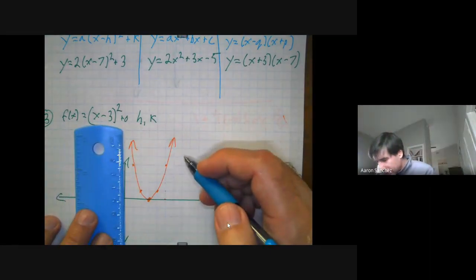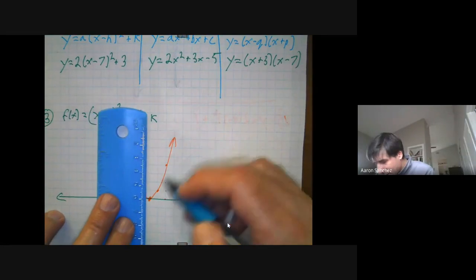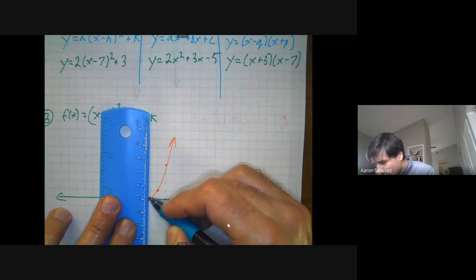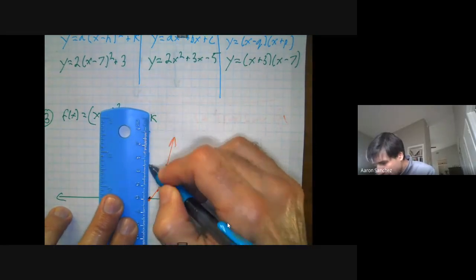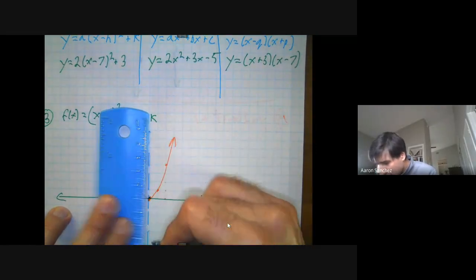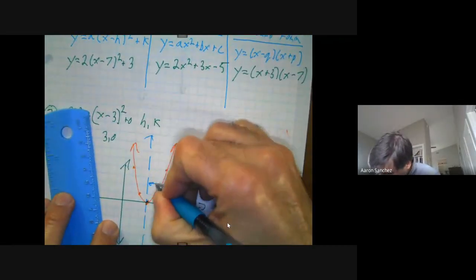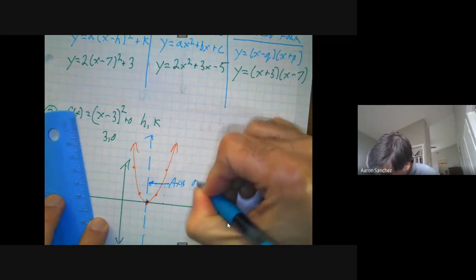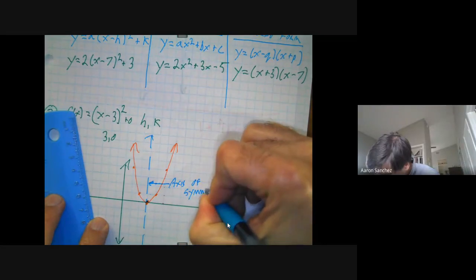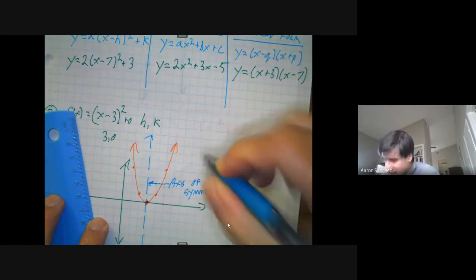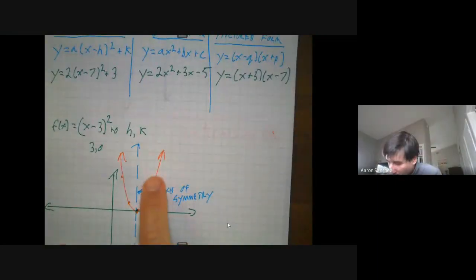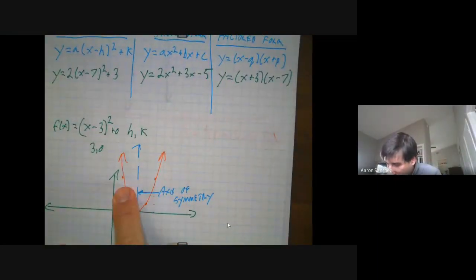You guys can see my ruler right here. See this line right at the vertex? You draw it like this. See my arrow? That is the axis of symmetry. See how it cuts it in half? I was a little bit off, but you can see the right looks like the left.